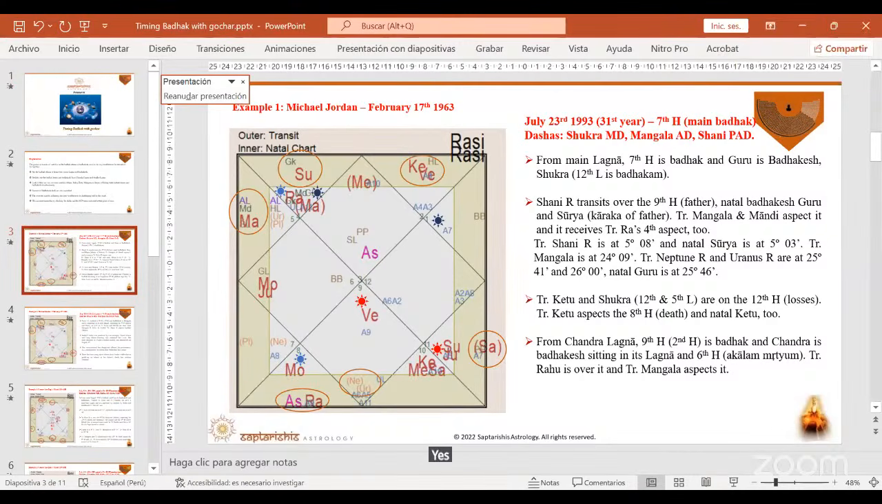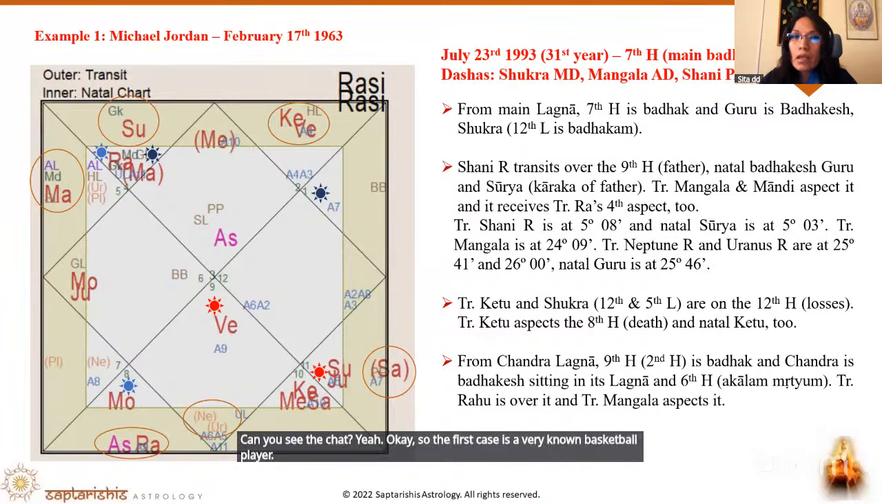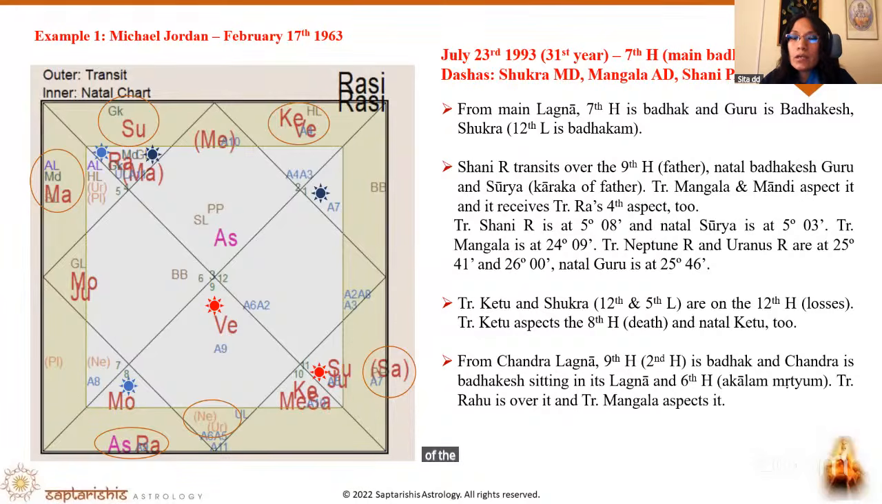Yes, yes. Okay, so the first case is of a very well-known NBA basketball player, Michael Jordan. First of all, the main Badhaka house, the 9th house? No, the 7th house, sorry. He's Gemini lagna, so the 7th house.